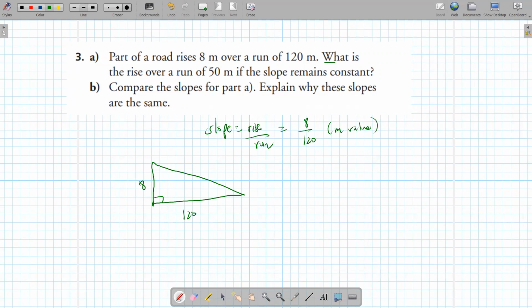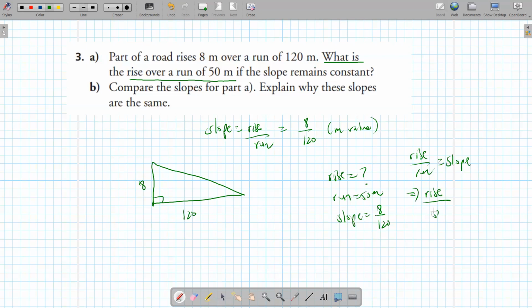The second part here says, what is the rise over run of 50 meters? So they've given you the run, if the slope remains constant. So rise is missing, run is given, 50 meters, and slope is constant, so slope is still 8 over 120. We know rise over run is the slope, so this is going to become a very simple equation. Rise we don't know, we know run is 50, we know slope is 8 over 120. How do we solve for rise?